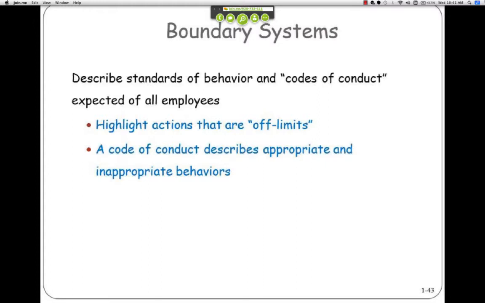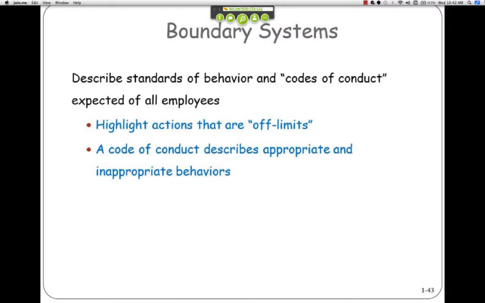Boundary systems describe standards of behavior and what actions are off limits. I like to use the example from Goldman Sachs when I was there, and everyone who was a VP or above, we received a plexiglass thing, Bob, I still have it at home, that you put on your desk and you had to stare at every day, which said, of all your assets, I'm paraphrasing, reputation is the one that, when lost, can never be re-earned. And so that was what we had on our desk.